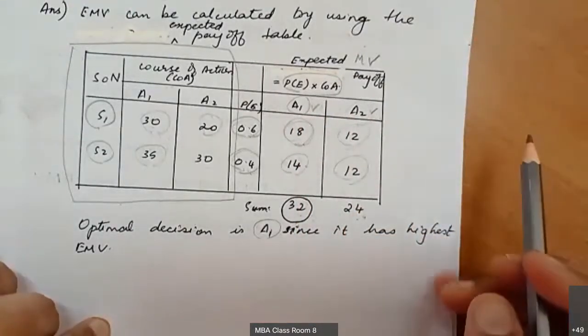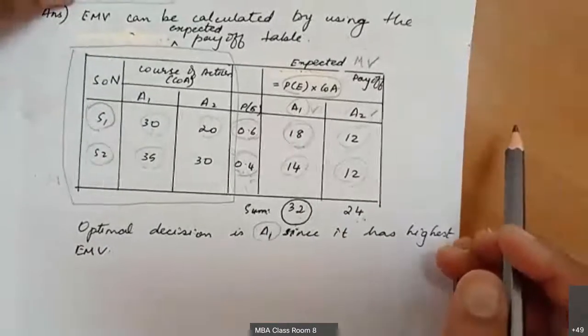Okay, is this clear for everyone? This is how you calculate EMV. This is clear?